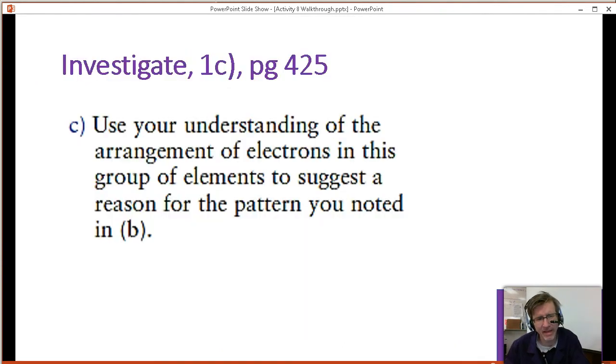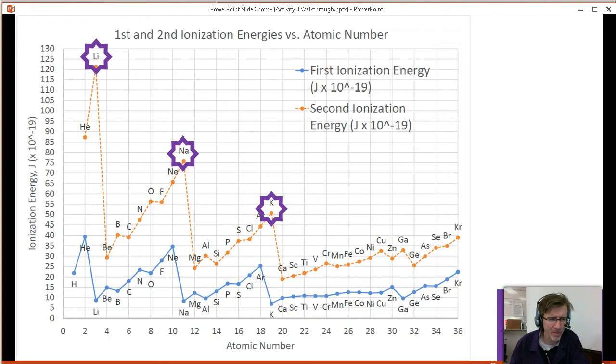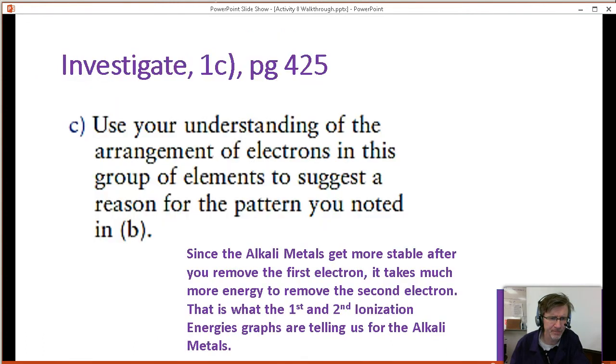So that's 1B. Let's go to 1C. Use your understanding of the arrangement of electrons in the group of elements to suggest a reason for the pattern you noted in B. I think I probably already answered this, but let's go over it one more time. Since the alkali metals get more stable after you remove the first electron, that means they show up on a peak after you remove one electron.